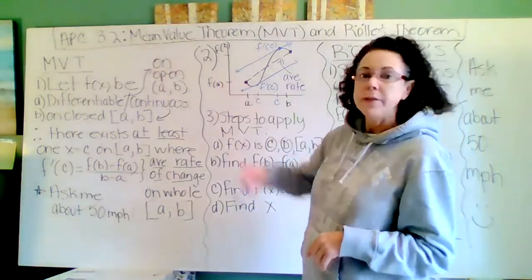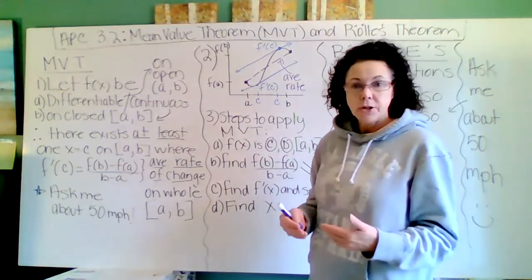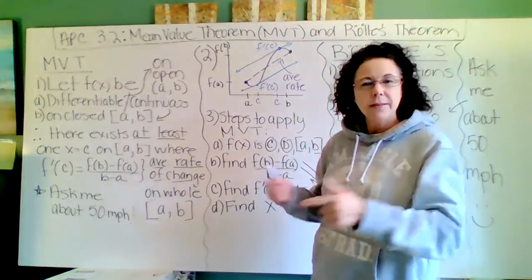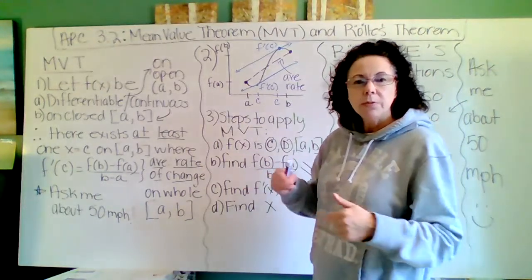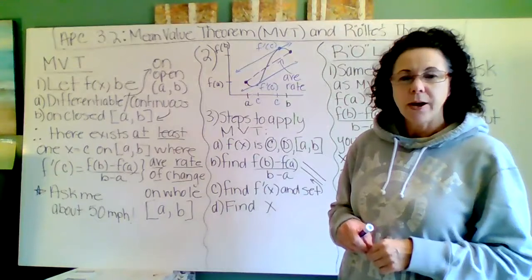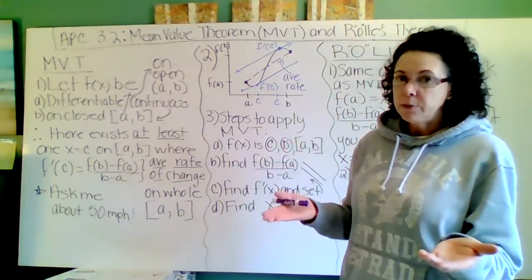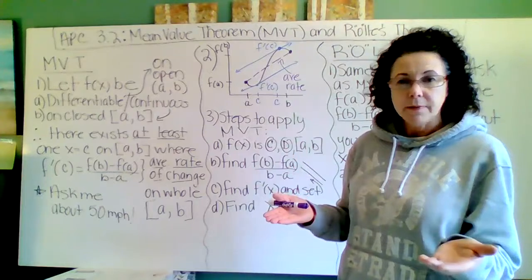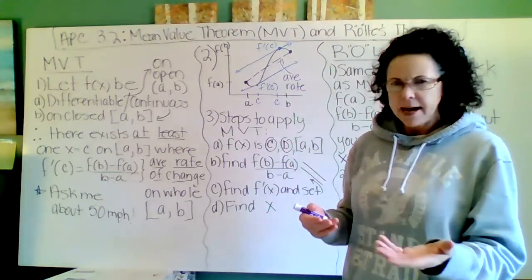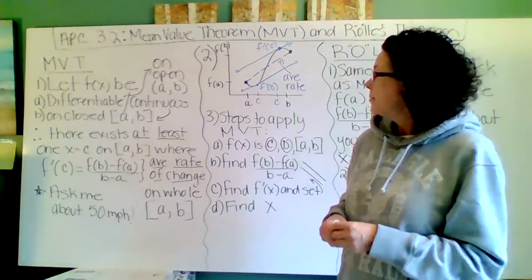Okay, so the MVT, the mean value theorem, says these conditions. And again, we have to meet these conditions to be able to use this theorem, right? We've seen that in the past with theorems, like the intermediate value theorem: do we meet the conditions, then we can use it, or do we not meet these conditions and so we just can't use it?